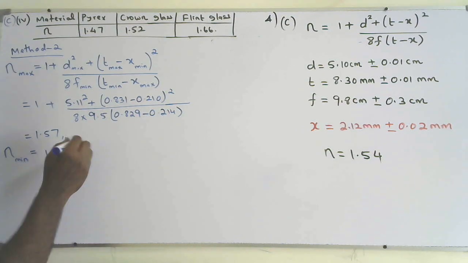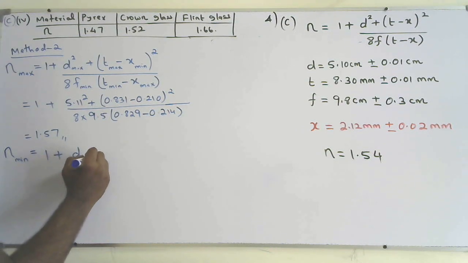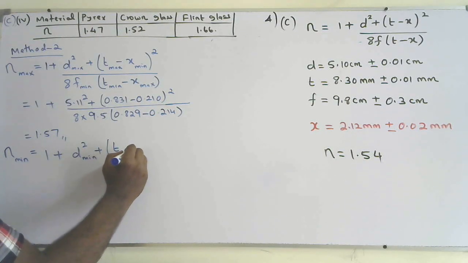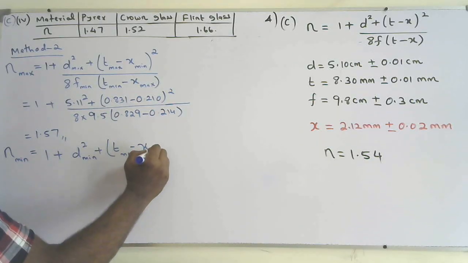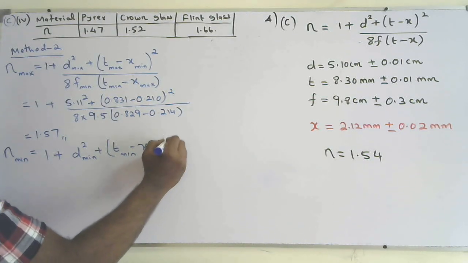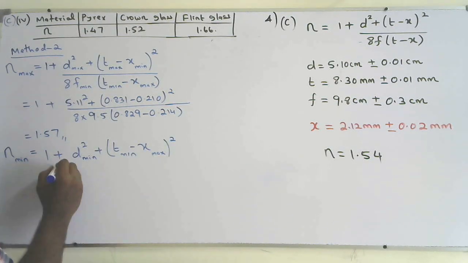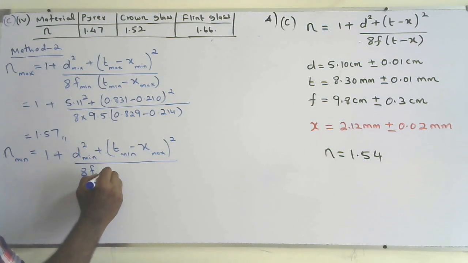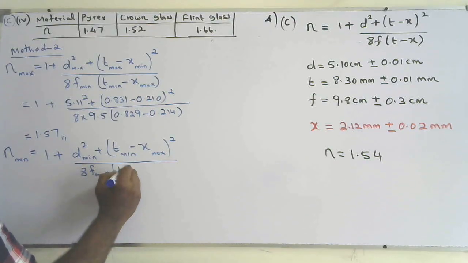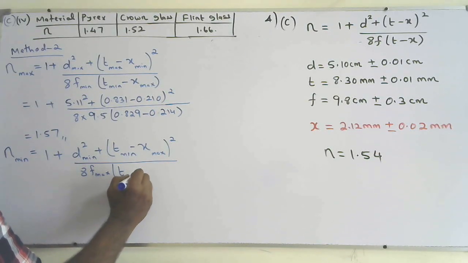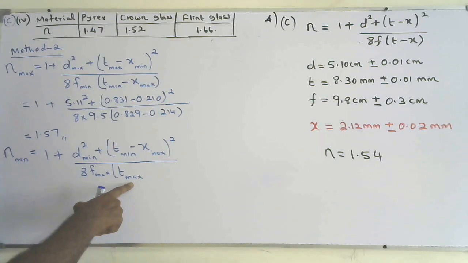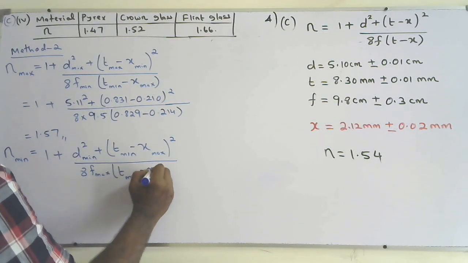So 1 plus D minimum squared plus T minimum minus X maximum, all things squared, divided by 8F maximum, into T maximum minus X minimum.